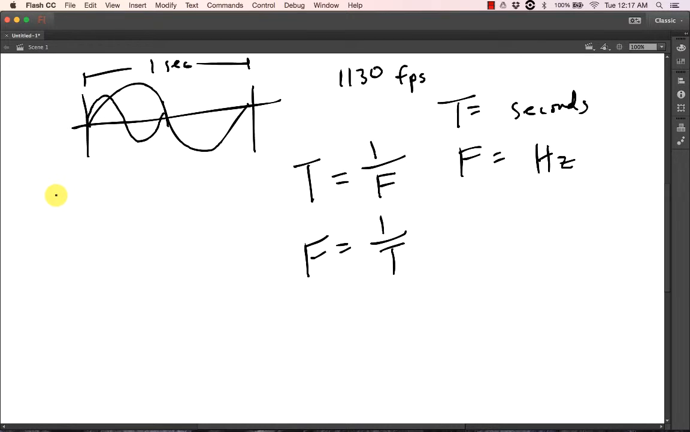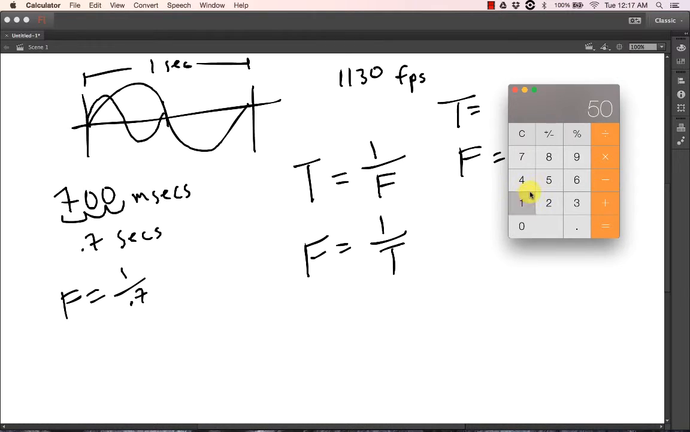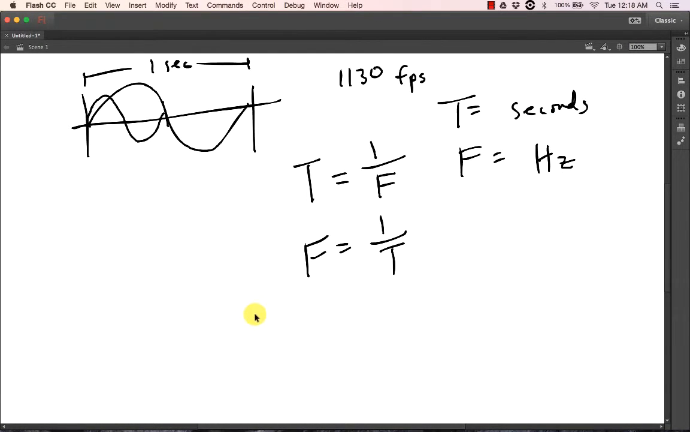Let's get rid of this. Alright, what if I've got, let's say, 700 milliseconds? Is there a frequency for that? How many seconds is it? Let's do that first. 1, 2, 3 equals 0.7 seconds. So frequency equals 1 divided by 0.7. And the answer is 1.4 hertz. That's not a real frequency. Crazy, Arnold. Why don't you give us real frequencies, okay?